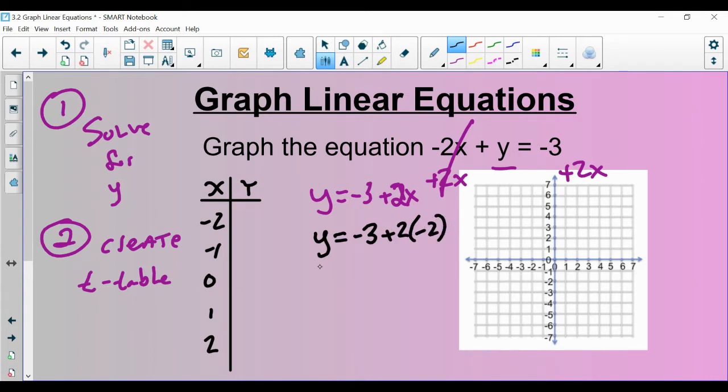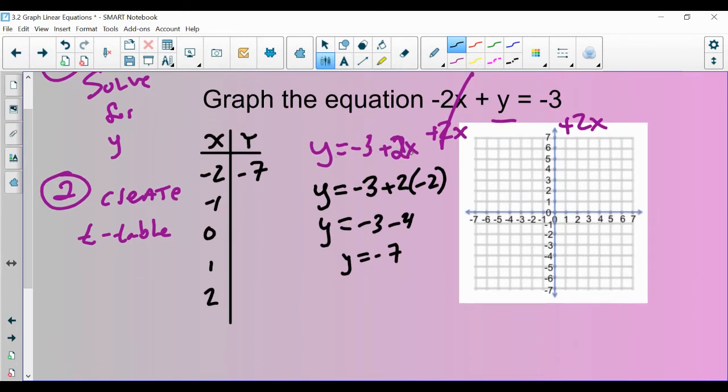We are smart and we follow order of operations. So the first thing we would do is this multiplication. And when we multiply those, that would be negative 4. And we would end up with negative 7. So when we plug in negative 2 for x, what we get out for y is negative 7. And we're just going to do this 5 times, and then we'll get faster.